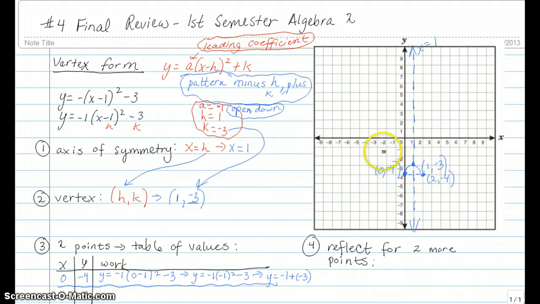I'm now going to choose -1. I could come over here and choose 2, but it's probably better if you just stay on the same side of the axis of symmetry. So I went to the left, so I'm going to go to the left again and choose -1. But again, you could probably choose 3. We already have 2. So you could choose 3, and that would be okay, but I'm going to just go ahead and do -1. So y equals -1 times -1 minus 1 squared.